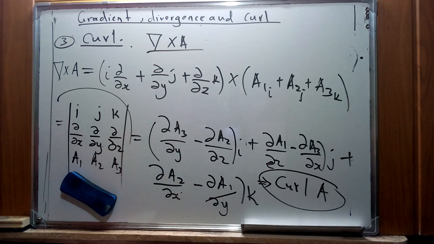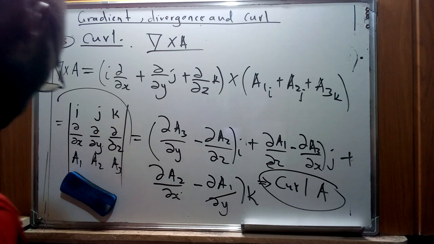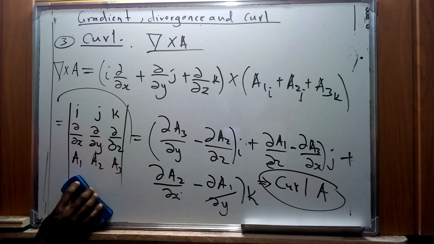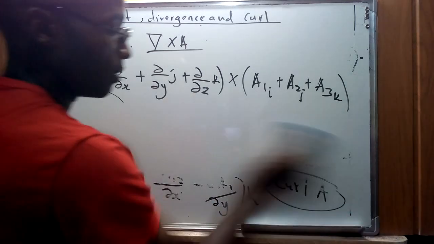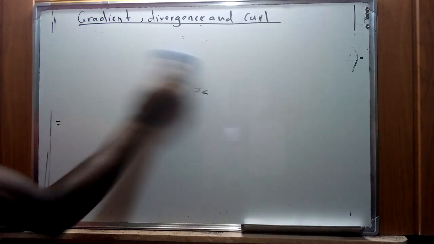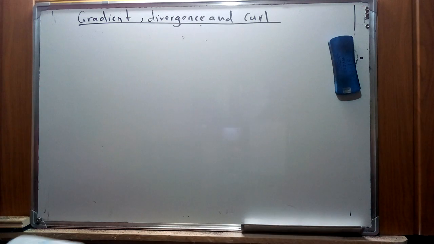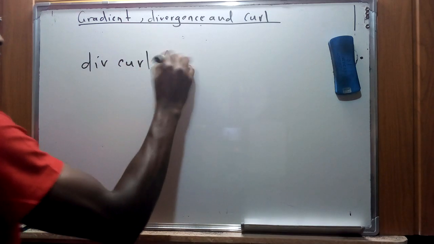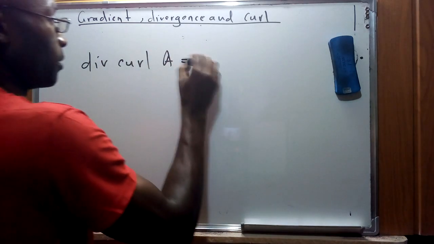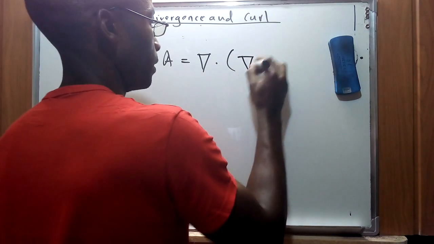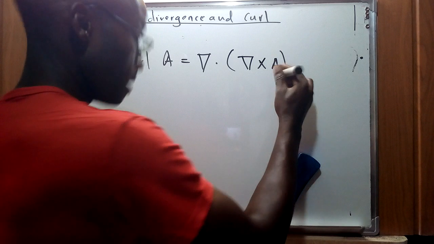Now, from the above three concepts that we have discussed, the gradient, curl and divergence, we're going to mention two important identities which we are going to use in finding solutions to some of the problems that we may share in our discussions. The first one of those important identities is the divergence of curl A, which is represented as del dot del cross A, which is going to be 0.